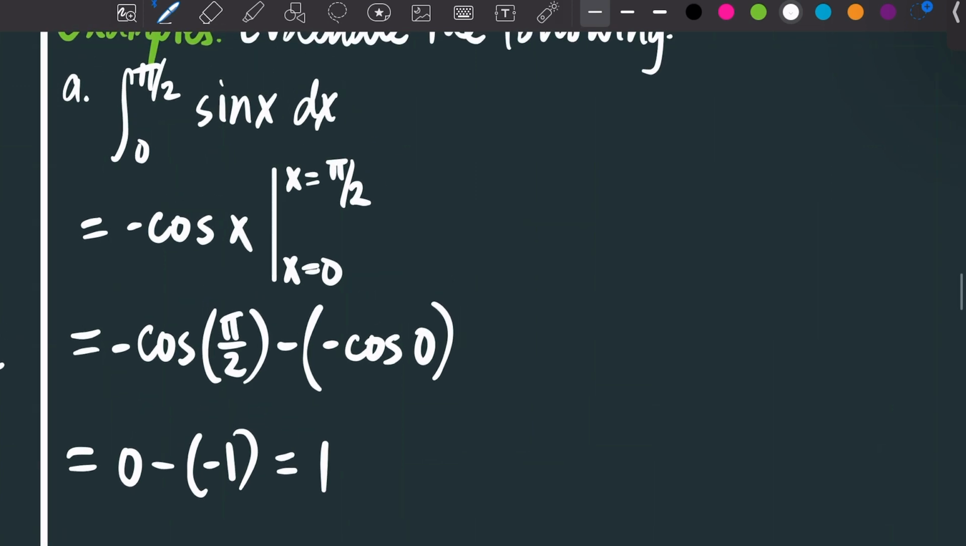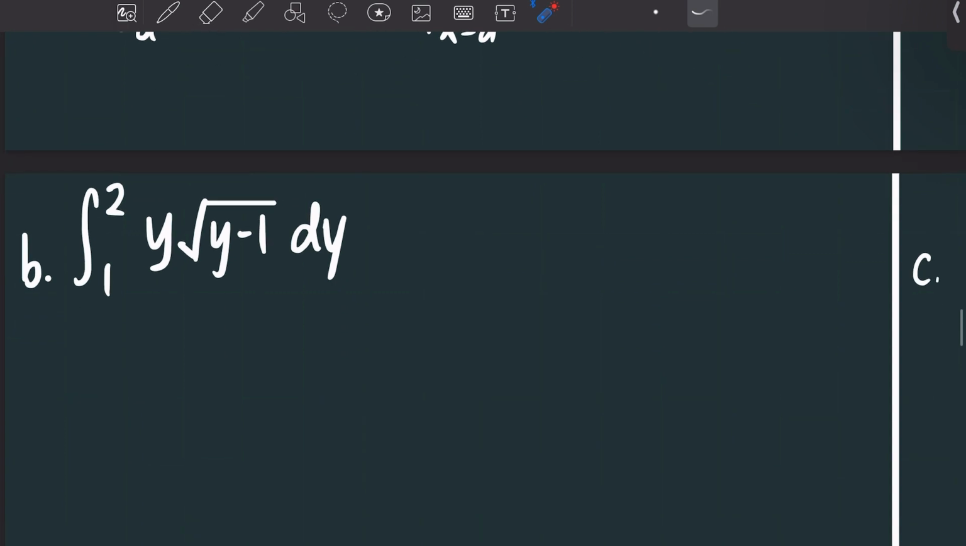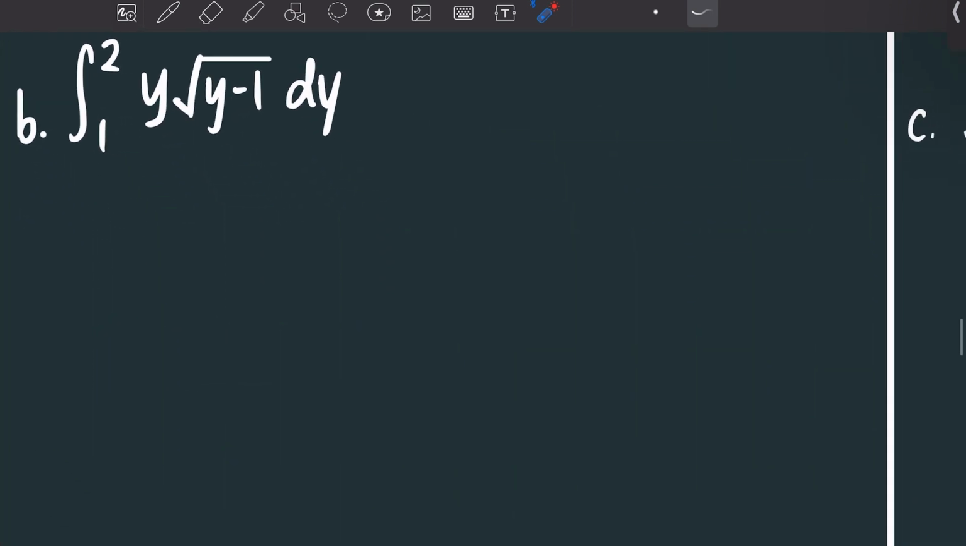So, simple lang siya, no? Kung kaya nating kunin agad yung mga integrals niya. So, kunin mo yung integral, tapos evaluate at x equals 0 and pi over 2. Then get their difference. But when getting their difference, start dun sa nasa taas, then minus yung evaluation sa baba. Okay, so let's proceed to letter B. So if you want to try this one out, please try this one first.